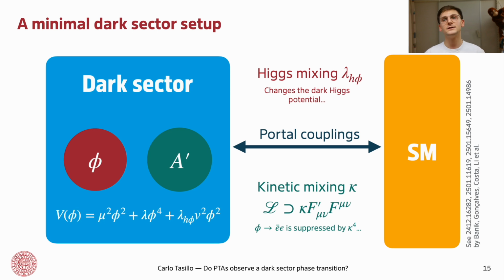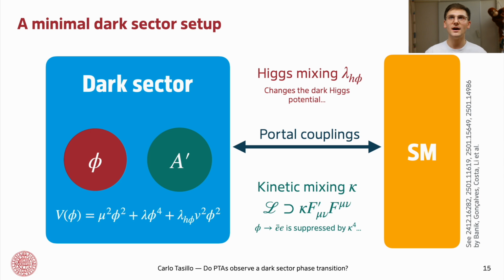Or, alternatively, if you try to dump the energy from the dark sector into the standard model using kinetic mixing, you're also in trouble, because the decay of dark Higgs bosons to electrons is suppressed by the kinetic mixing parameter to the 4. And this is in tension with beam dump experiments.